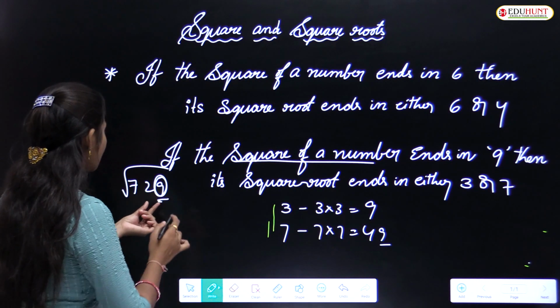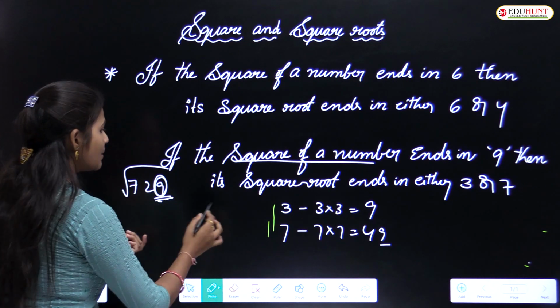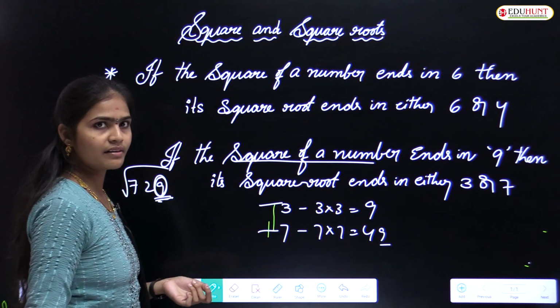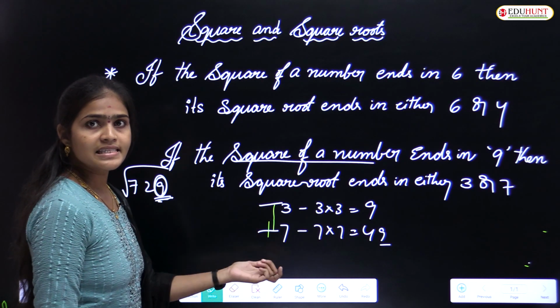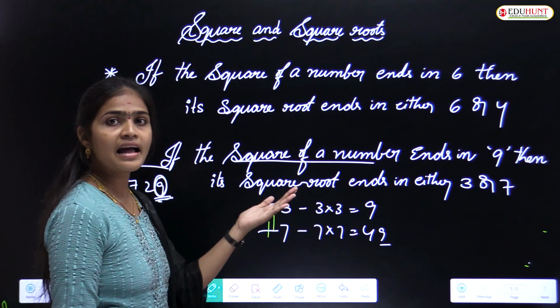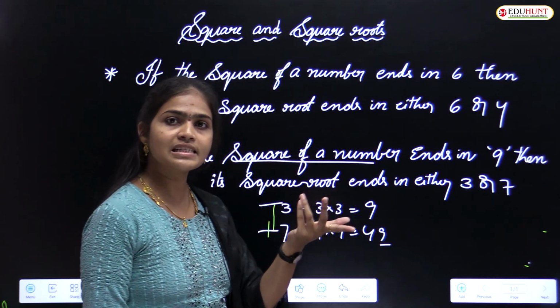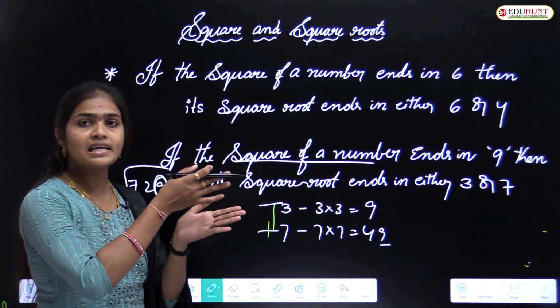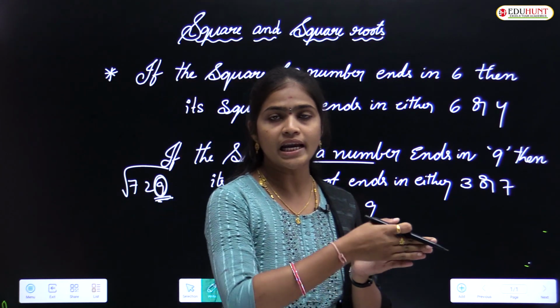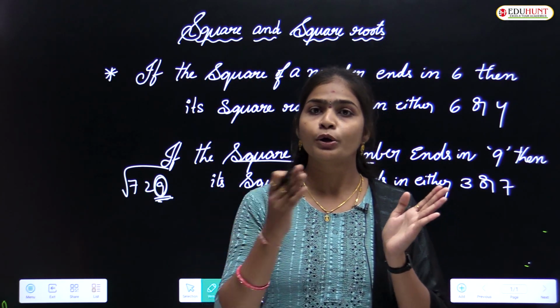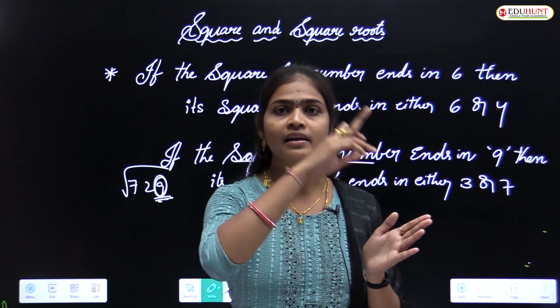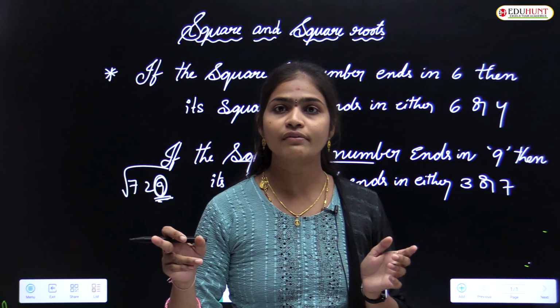So how many possibilities are there here? 9 is there, means the possibilities are 3 and 7. So which numbers have 3 and 7 in the units place? Then check those numbers. Another number is, for example, ending with 2. Another number is ending with 4. If a number is ending with 2, then its square will end with 4.